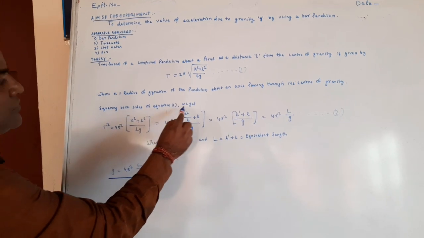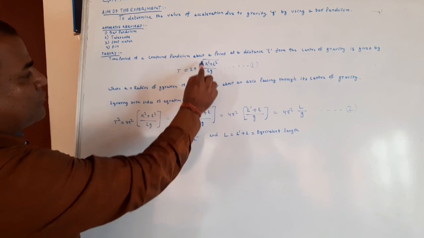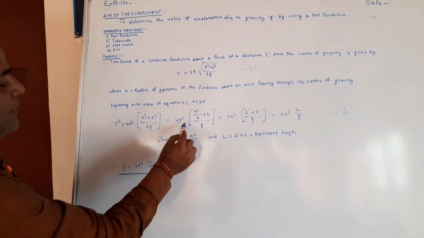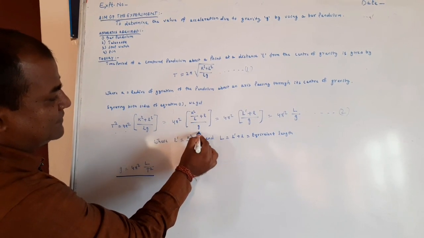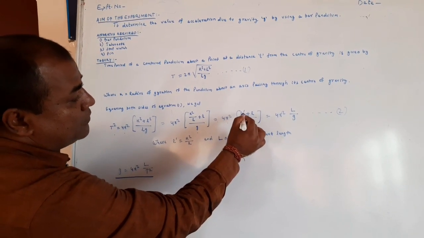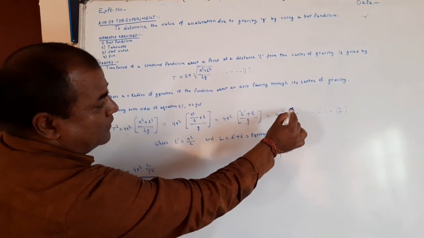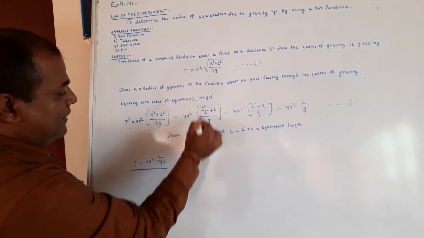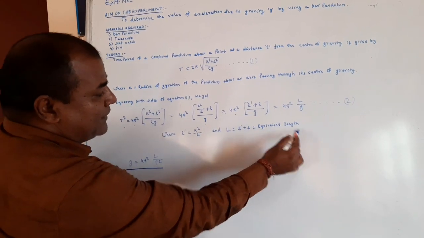Squaring both sides of equation 1, we get T square is equal to 4 pi square into (k square plus L square) by Lg. Then dividing by L on both sides, we get T square by 4 pi square equal to (k square by L plus L) by g, which is equal to (L dash plus L) by g, which is equal to capital L by g, where L dash is k square by L and capital L is L dash plus L, that is the equivalent length.